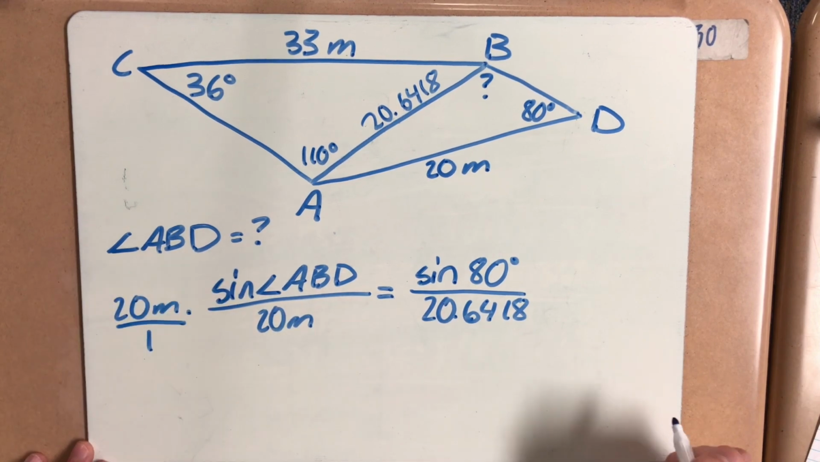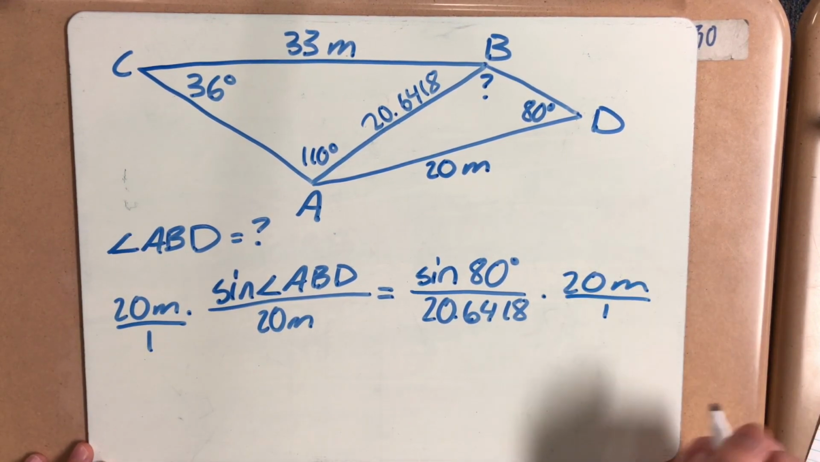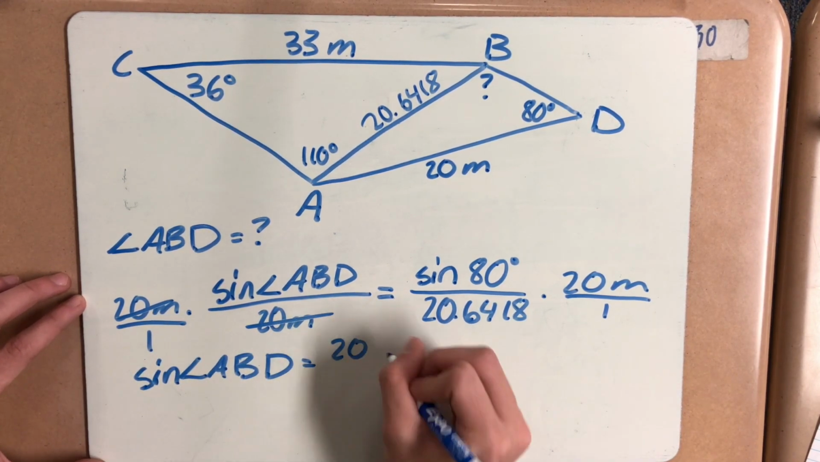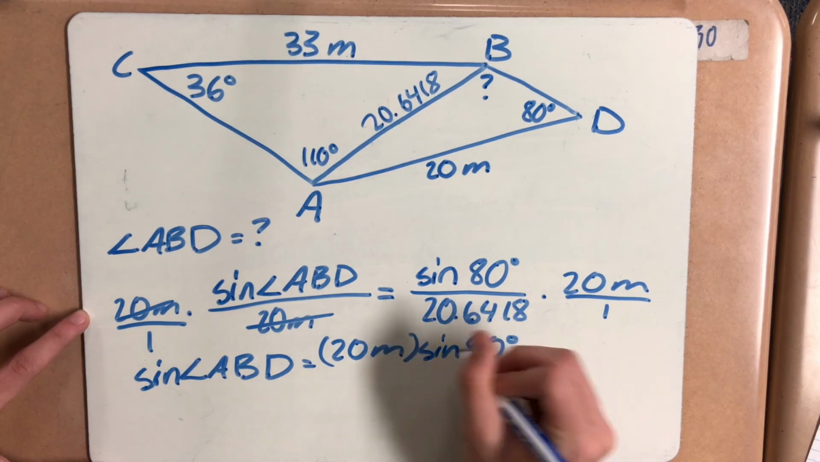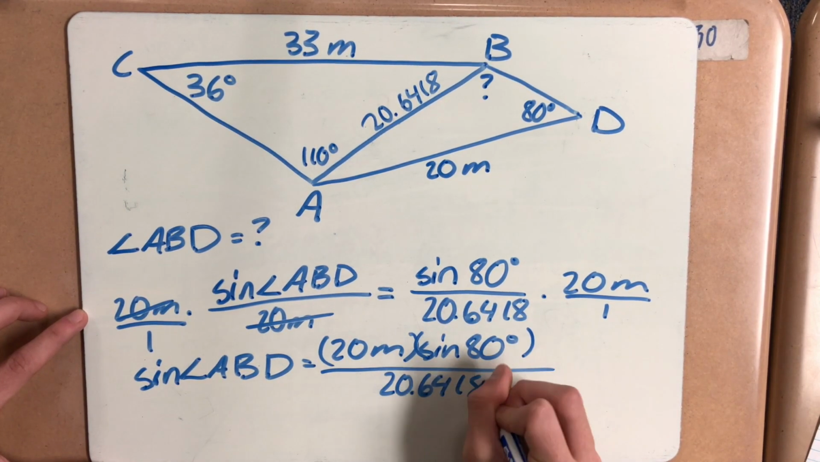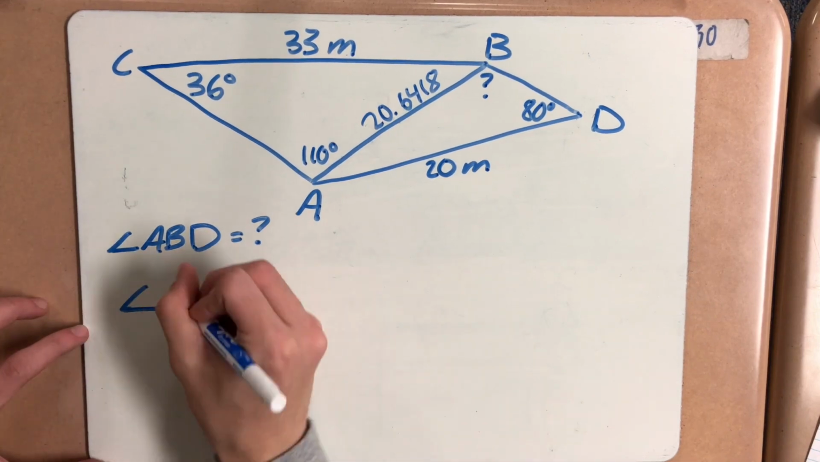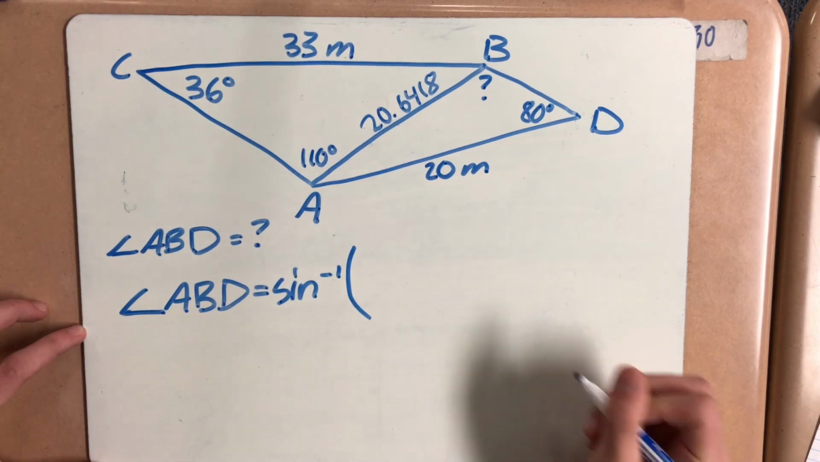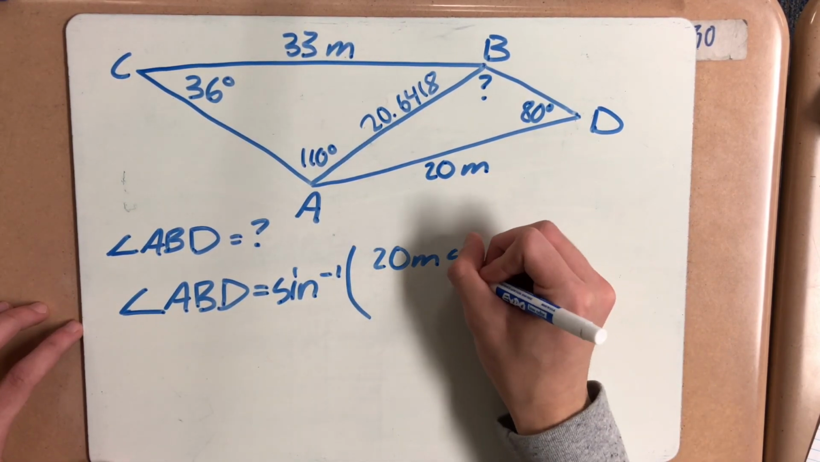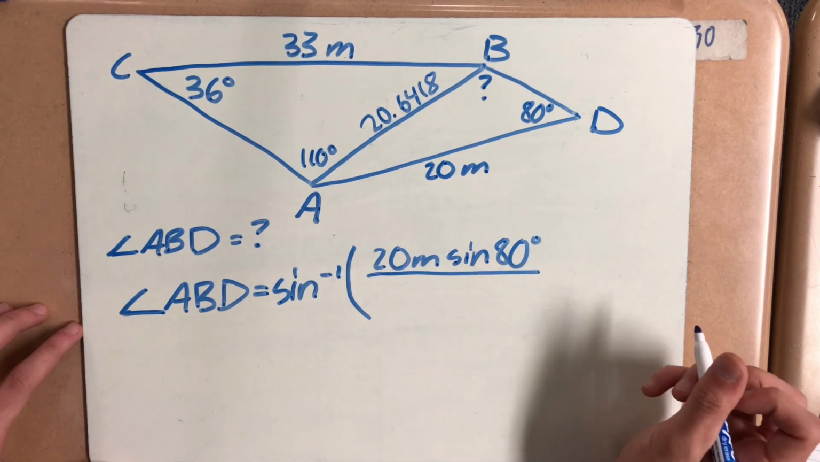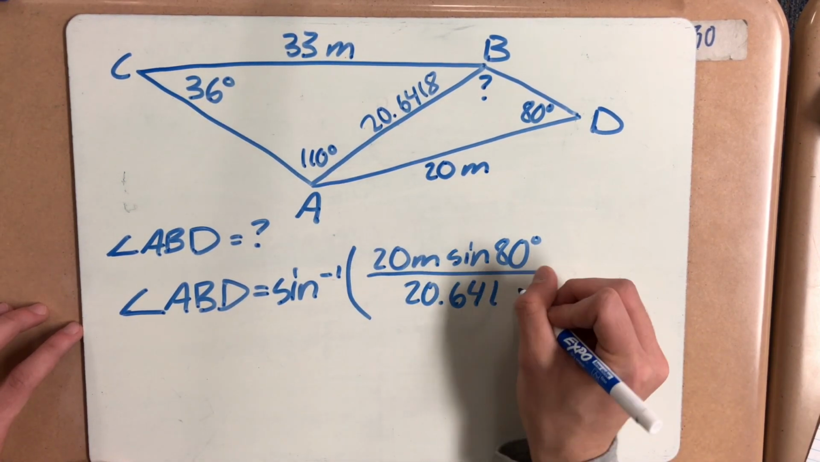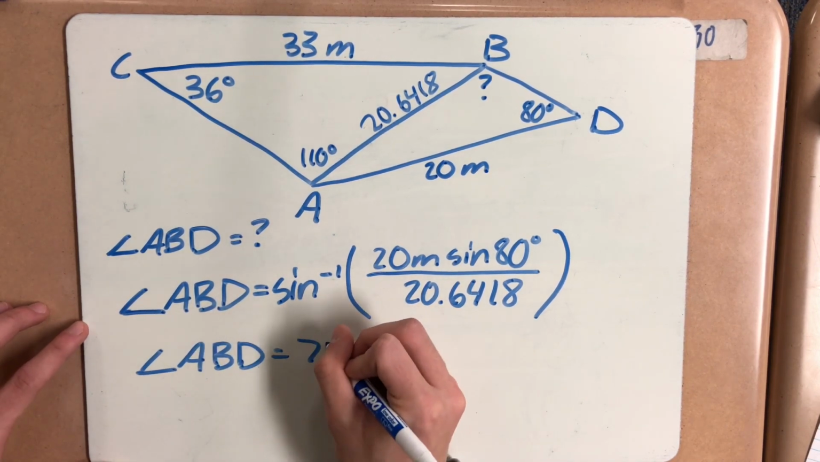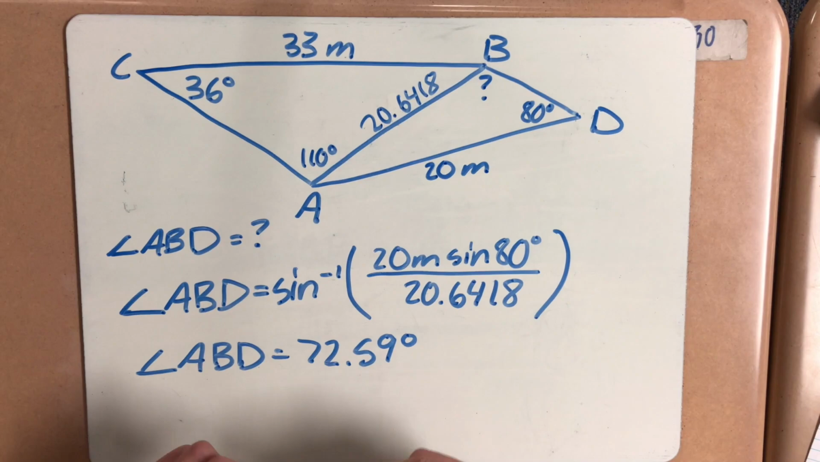Now to get sine of angle ABD all by itself on the left side, we multiply both sides by 20 meters to get sine of angle ABD is equal to 20 meters times sine of 80 degrees over 20.6418. Now in order to get angle ABD, we take the inverse sine of both sides, and this gives us angle ABD is equal to the inverse sine of 20 meters times sine of 80 degrees over 20.6418. Put this into your calculator and you will get angle ABD is equal to 72.59 degrees.